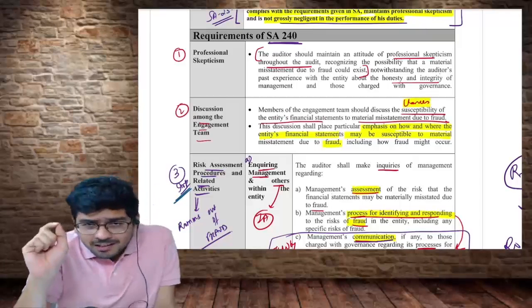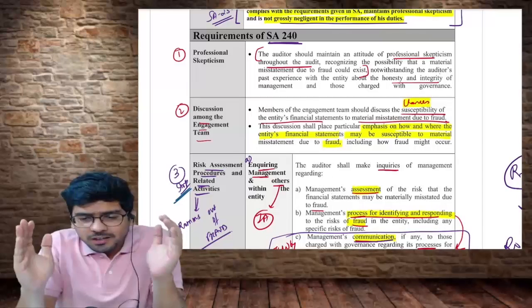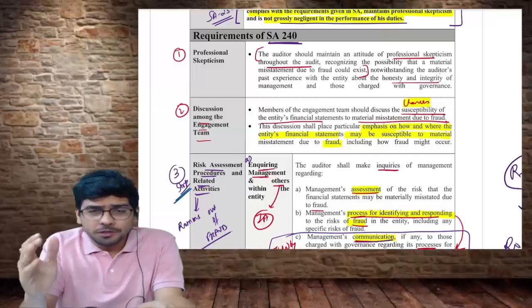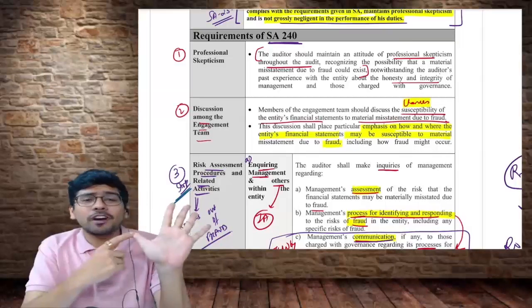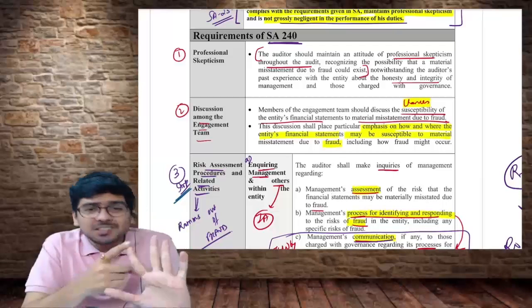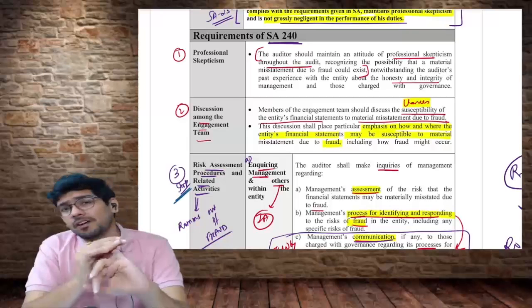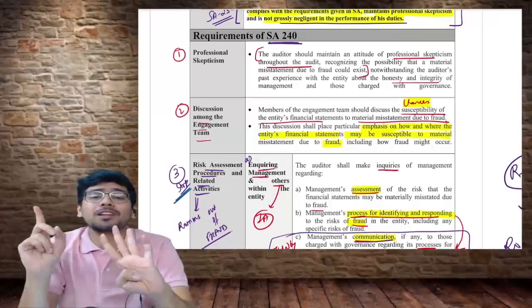This is a question that can be asked: what risk assessment procedures will the auditor do in order to determine ROMs due to fraud, or what risk assessment procedures are required as per SA 240? So 5 points: inquiry with the management, inquiry with TCWG, analytical procedures, other information, and fraud risk factors. When I say inquiry with the management, 4 points with management, 1 point with internal auditor.